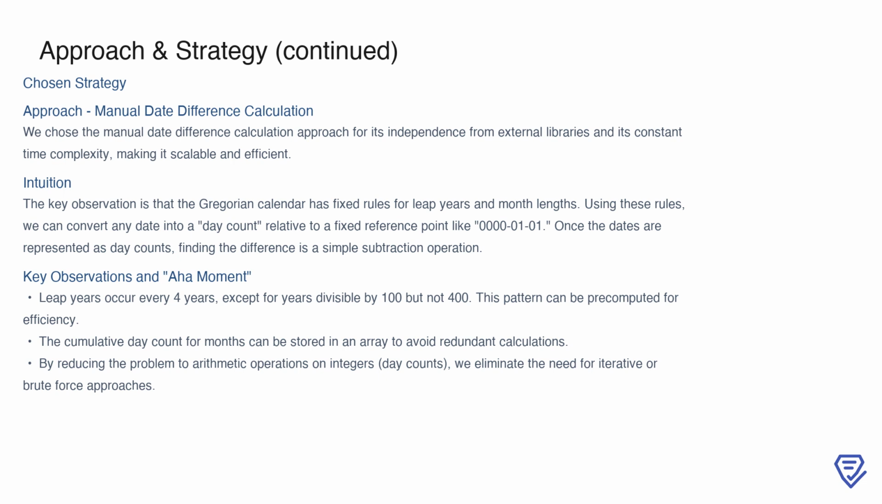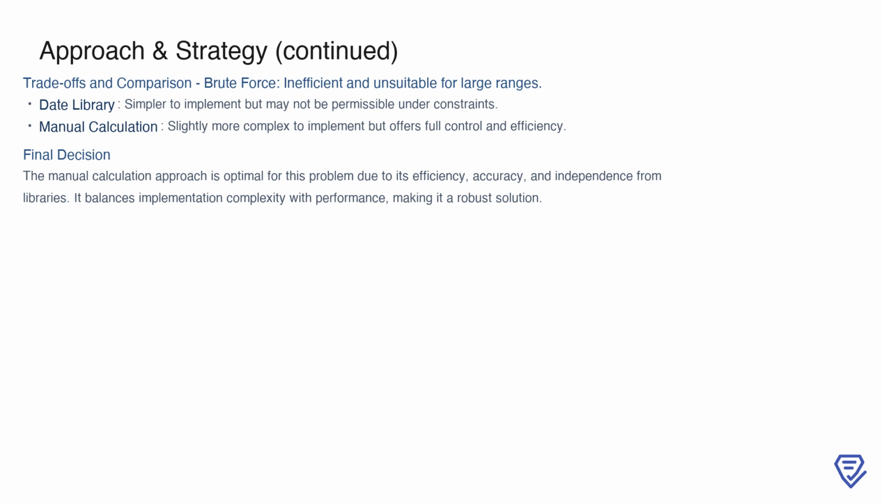on external tools. When comparing these approaches, the brute force method is clearly the least efficient, as it involves iterating through each day between the two dates. This makes it unsuitable for large date ranges. The date library approach is much simpler to implement and highly efficient, but it may not be permissible in scenarios where external libraries are restricted.